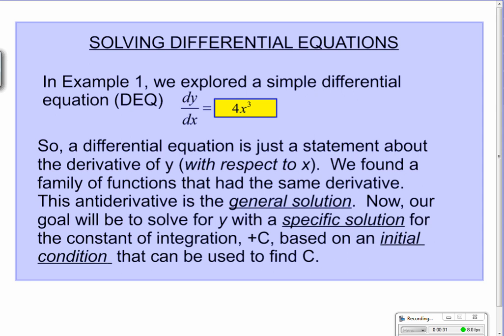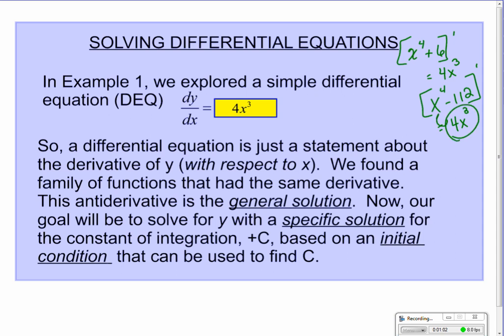Yesterday when we worked on notes, the first thing we did is we took a bunch of functions that look like x to the fourth. One of them was plus 6, and I had you do the derivative of that, and you found out it was 4x cubed. And then I think we had x to the fourth minus 112, and we took the derivative of that and found out that it too had 4x cubed as its derivative. So now what we've been working on in Chapter 4 is working backwards, taking this function and trying to bring it back to the original function, so finding the antiderivative of it.